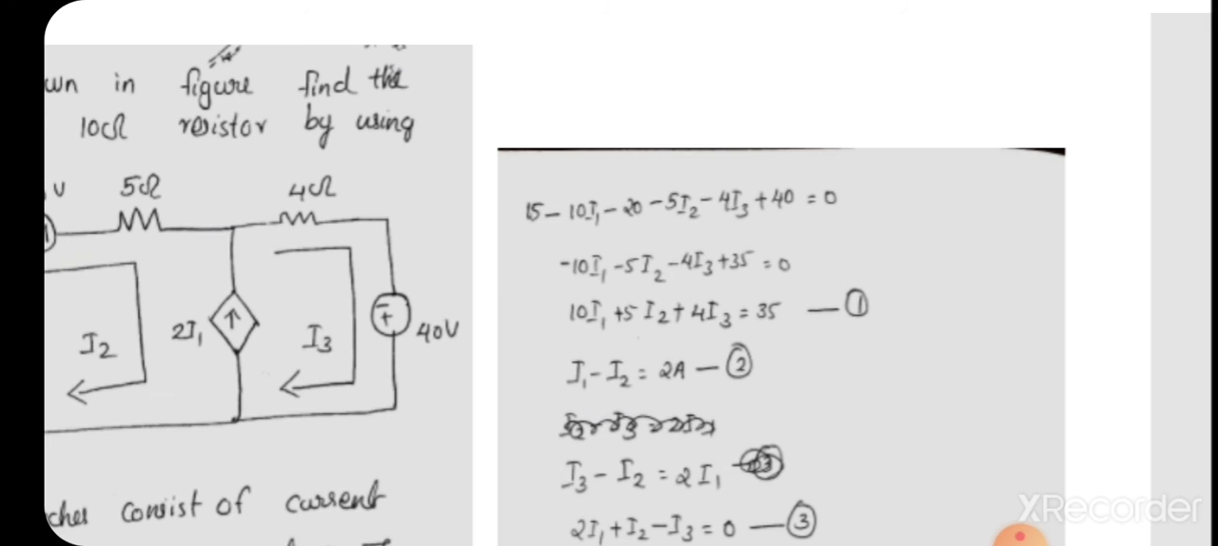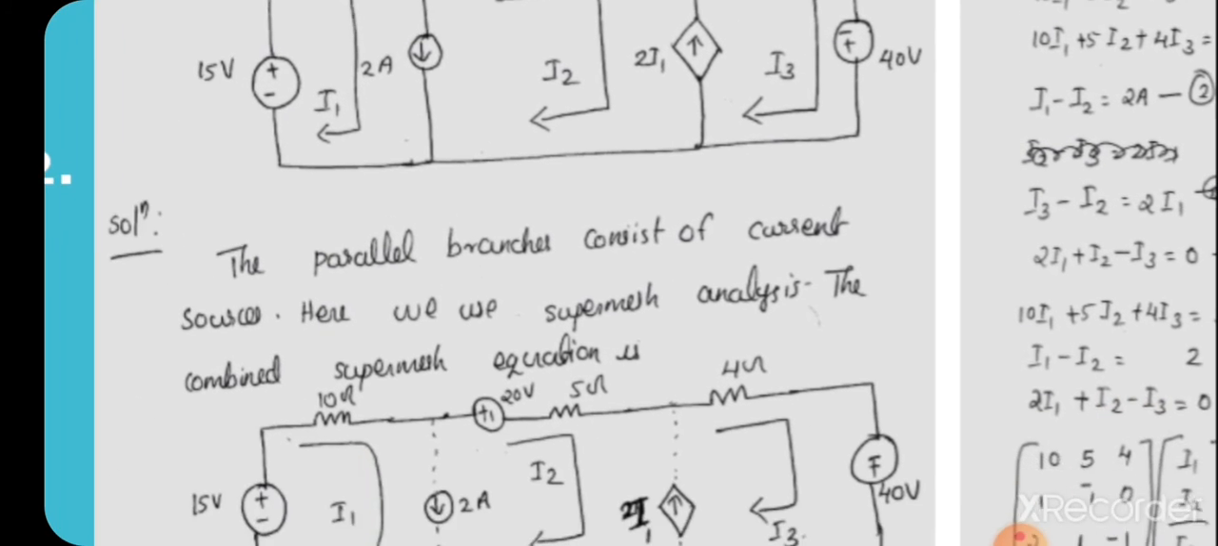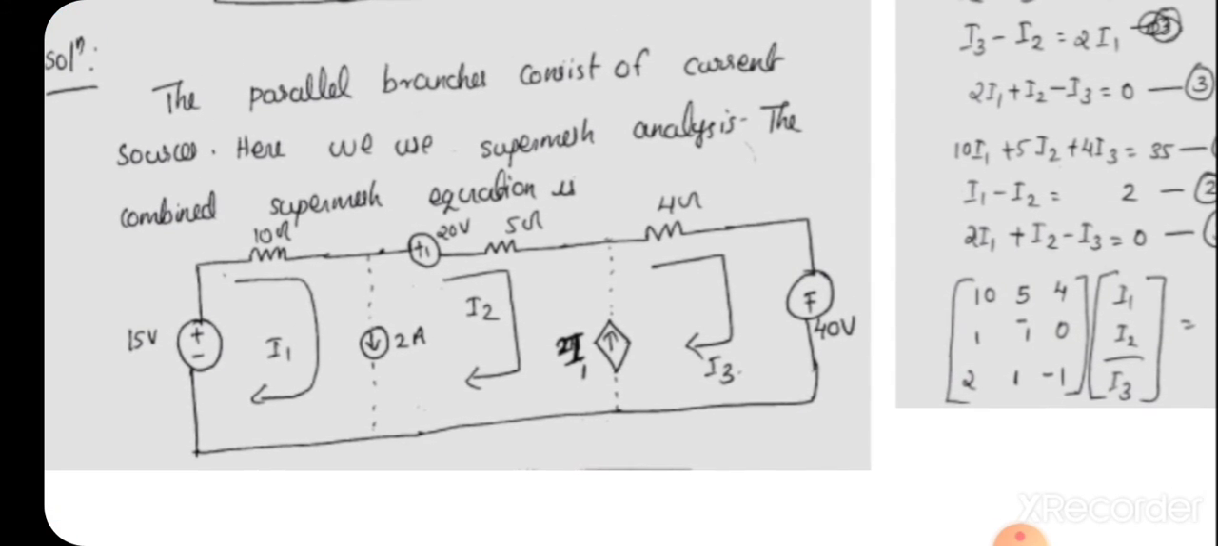We can simplify this equation as minus 10 I1 minus 5 I2 minus 4 I3 plus 35 equal to 0. By changing the sign and rearranging the terms, we will get 10 I1 plus 5 I2 plus 4 I3 equal to 35. That is equation number 1, and we got this equation by supermesh analysis.